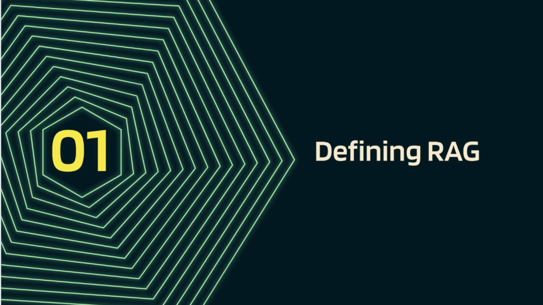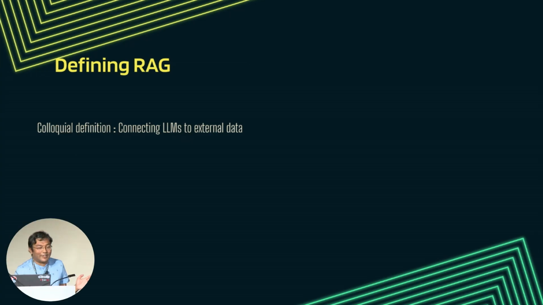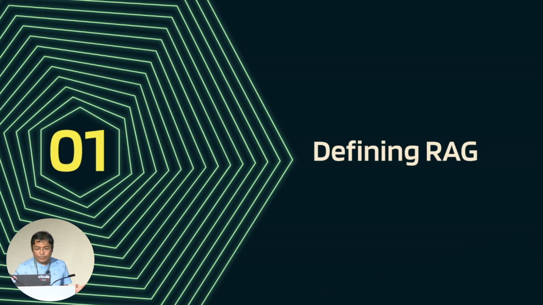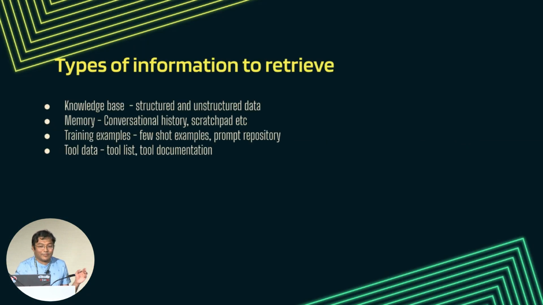So let's get started. I first want to start by defining what we mean when we say RAG. I just want to use the colloquial definition rather than going into pedantic debates on technical definitions. So colloquial definition: just connecting LLMs to external data and building applications over it. And what kinds of information are we trying to retrieve? I would broadly classify it into 4 types. The most important and the most prevalent form of RAG is for just connecting it with your external knowledge base and getting information from that.